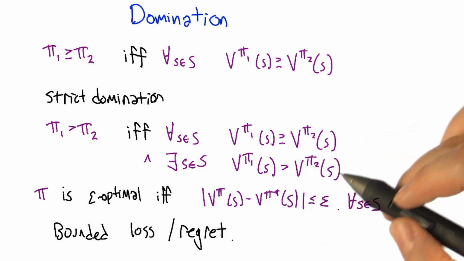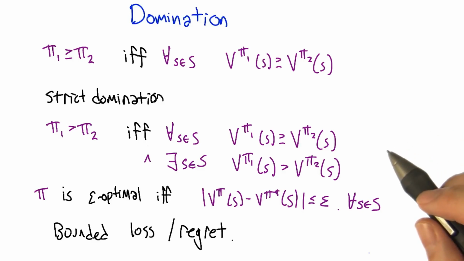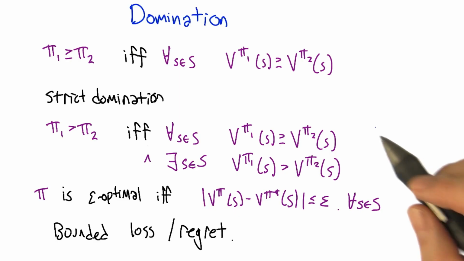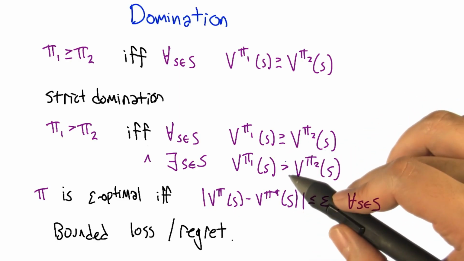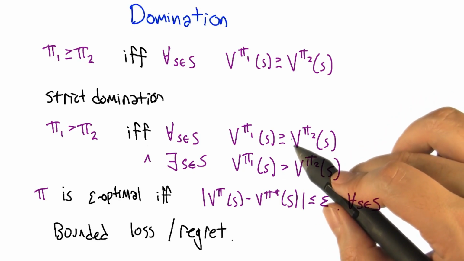By the way, does this mean that if policy 1 dominates policy 2 but does not strictly dominate it, they must have the same value everywhere? Yeah, that's right. It would never be greater than, it would always be greater than or equal to, which means it's always equal to. Oh, okay, good. Well, as long as that's what I said.